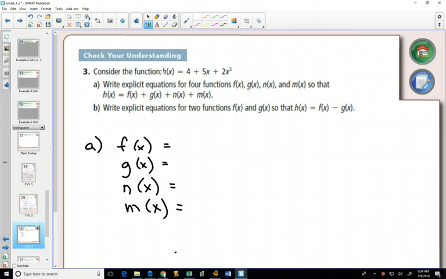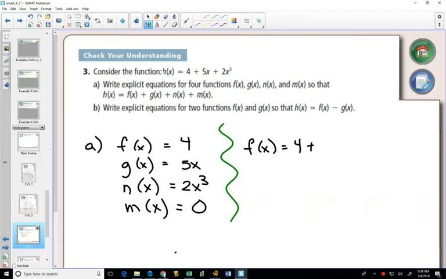But can you see that you could make one of them 4, another of them 5x, another of them 2x cubed, and another of them 0? And if you added those all together, can you see that you would get 4 plus 5x plus 2x cubed? Okay? Now, the reason these questions almost are never on an exam in this way is, can you see that you could have done this?